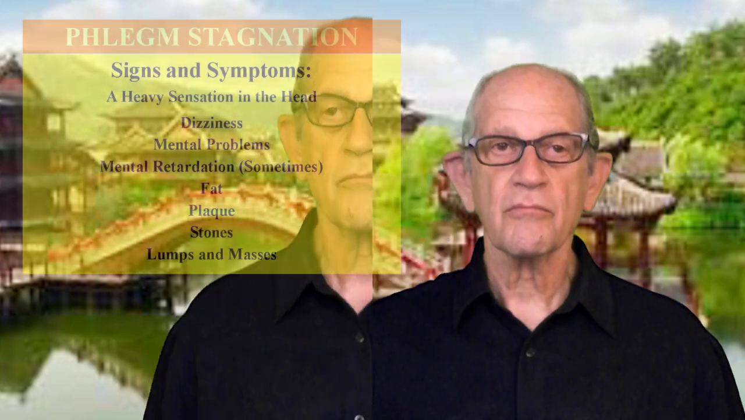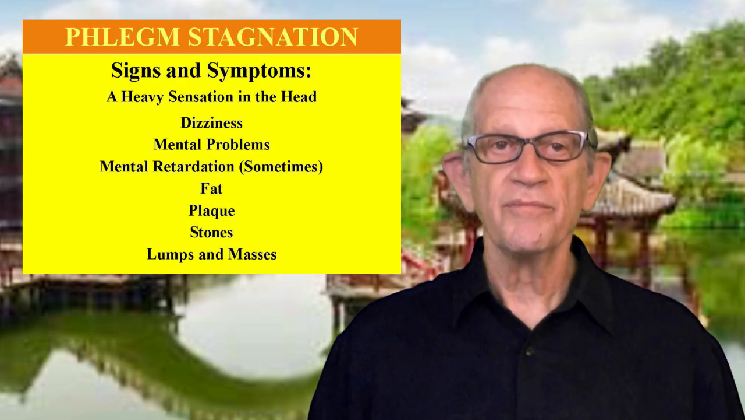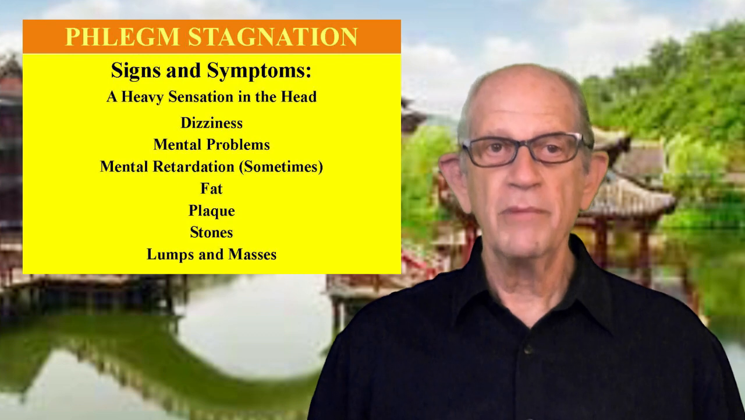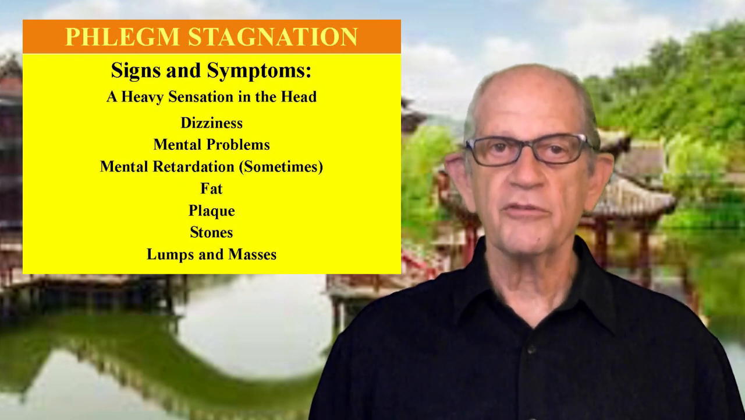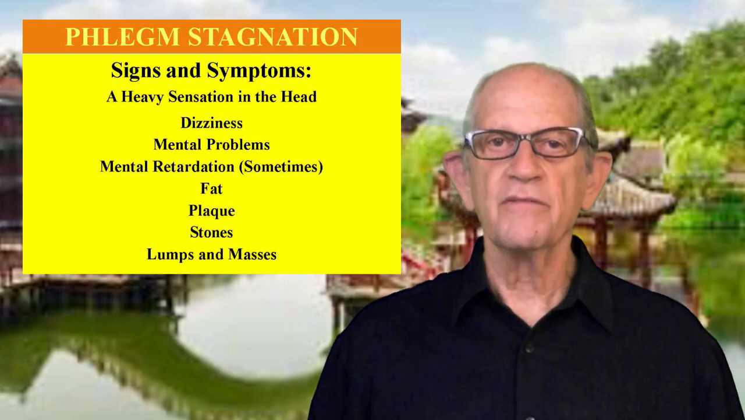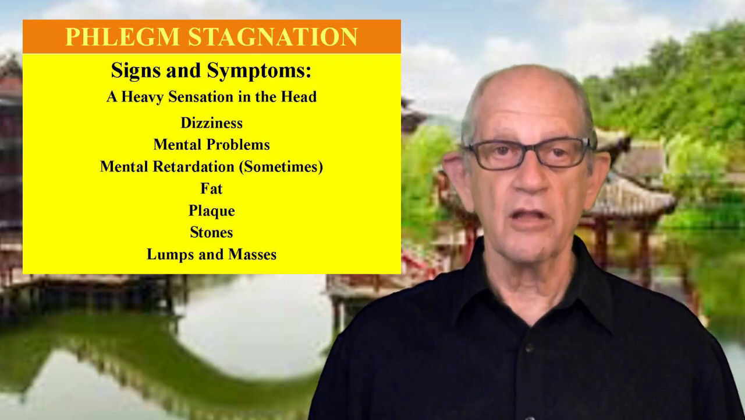Dampness and phlegm are similar in nature. Phlegm, however, is thicker than dampness and is more prone to stagnation. The signs and symptoms of phlegm stagnation are a heavy sensation in the head, dizziness, mental problems, sometimes mental retardation, fat, plaque both in the vessels and on the teeth, stones, and lumps and masses.